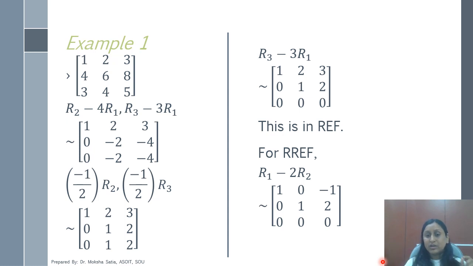Now let's check whether it is in reduced row echelon form. We need to focus on the leading ones. Here are the leading ones. The other elements are 0 except this leading one in both columns. That's why the matrix is in reduced row echelon form.